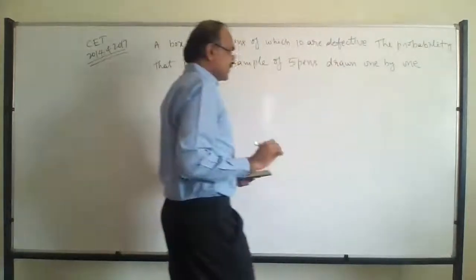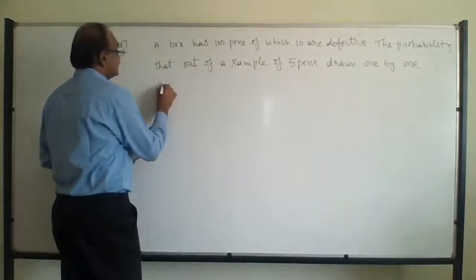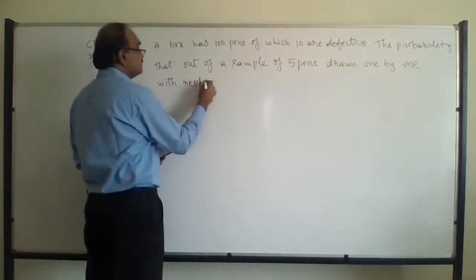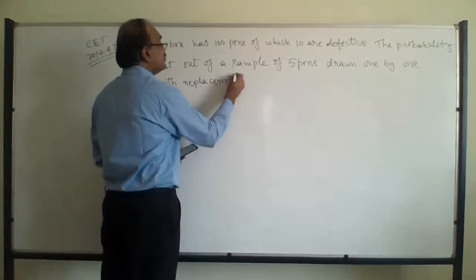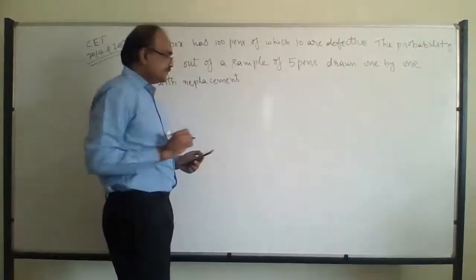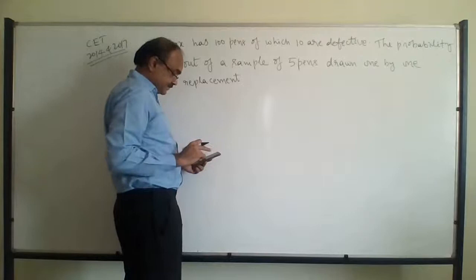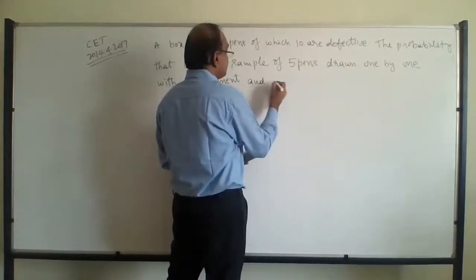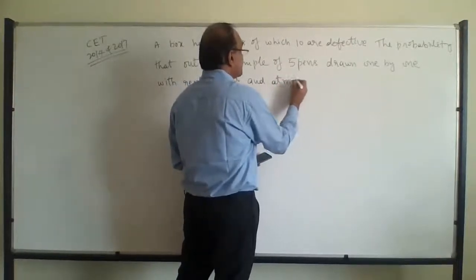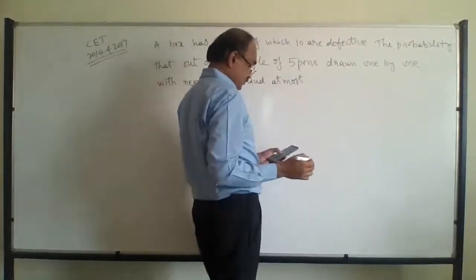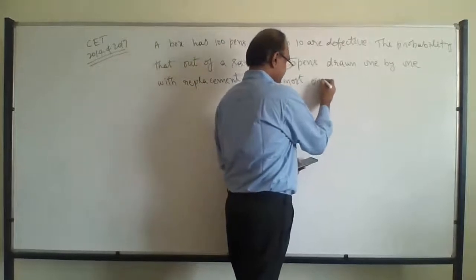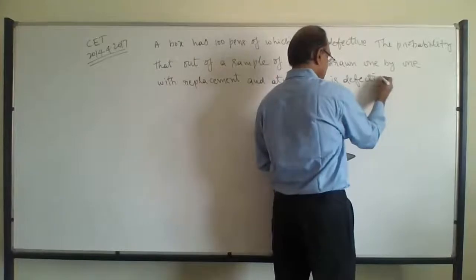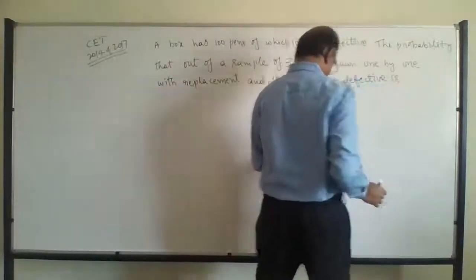with replacement. Look at this word very carefully. With or without replacement. If it is with replacement, you can apply Bernoulli's trials. Without replacement, you cannot apply. With replacement. And at most one is defective. Please try to answer.